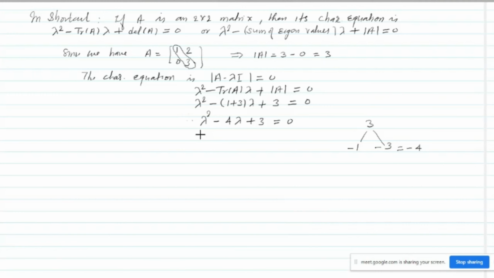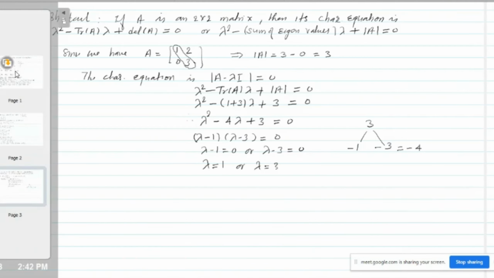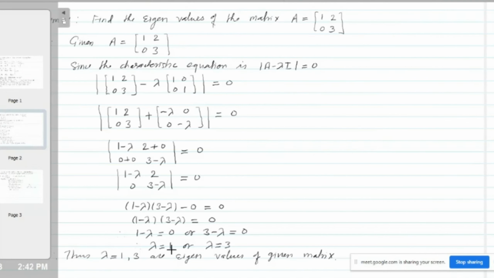Okay, just write down the roots. So lambda minus 1, then lambda minus 3, and this is equal to 0. From this you'll get lambda minus 1 equal to 0, or lambda minus 3 equal to 0. So lambda equal to 1, or lambda equal to 3. You got the same value? Check. Lambda equal to 1 and lambda equal to 3. So either find it this way or that way.